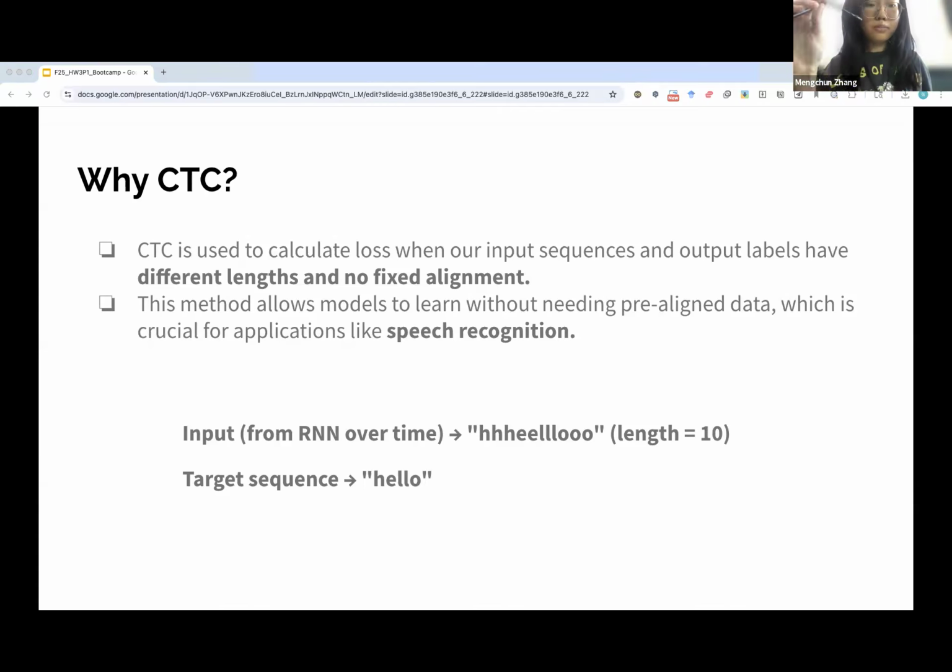In other words, this method makes your model still learn, even if you don't know which part of your input sequence matches the label. This method is very useful for tasks like speech recognition or handwriting recognition, because the timing for each sound or for each stroke is not fixed. For example, just imagine the spoken phrase hello. At the audio level, the audio across time may look like this.